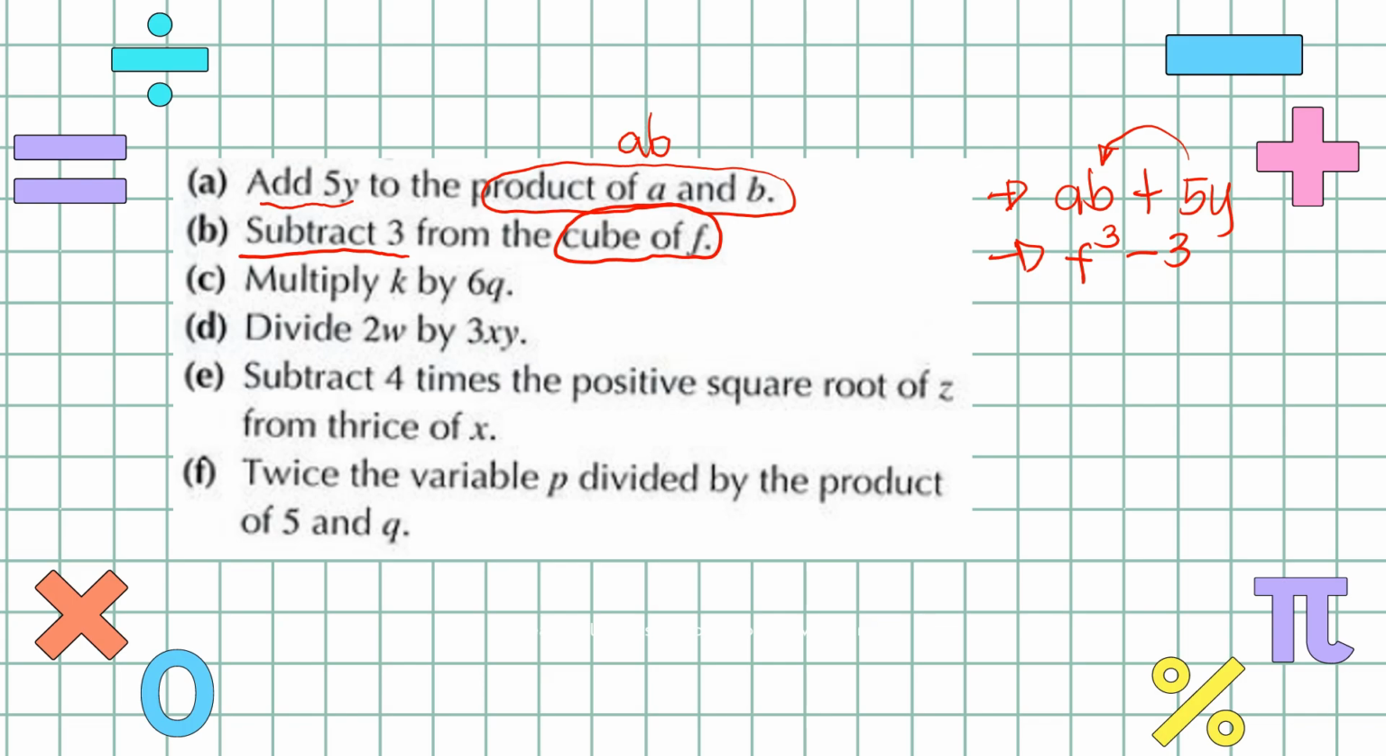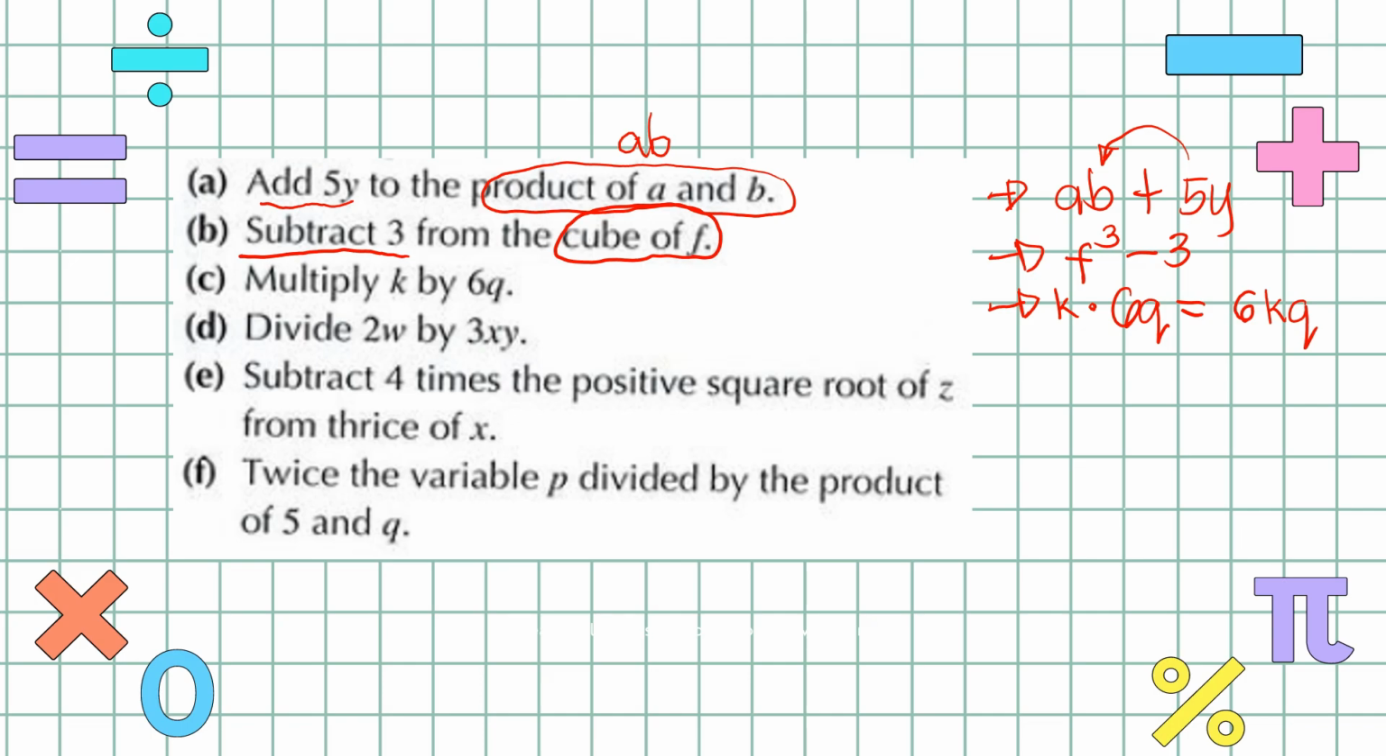And that will be our final expression. And for letter C, we multiply k by 6q. So if here's our k, we multiply it by 6q. These are just all variables and one constant, so we simply put them all together to imply multiplication. So it will become 6kq as our final answer.